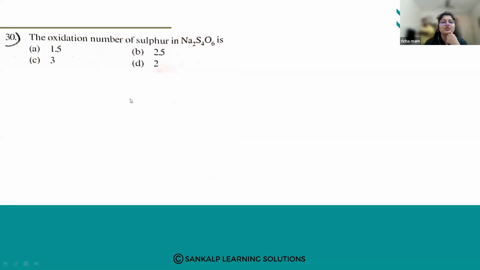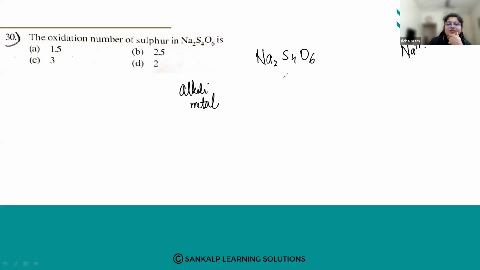Let us go for the next one. The oxidation number of sulfur in Na2S4O6 is? So what is the oxidation number of sulfur? Sodium is an alkali metal, right? So the oxidation state of sodium is +1. There are two sodium, so it will be +2 plus. How many sulfurs are there? 4 sulfur. So we write 4x plus oxygen atoms. How many are there? 6.